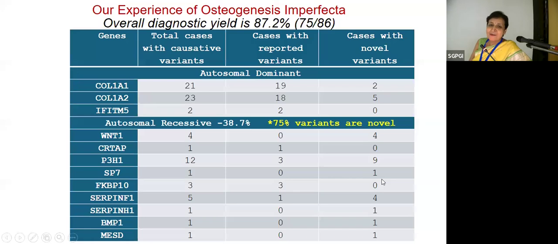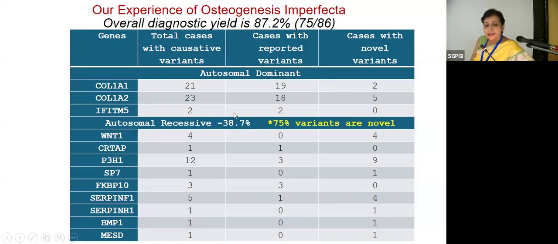So coming to how to look at these results of next generation sequencing. Again, taking our example of osteogenesis imperfecta, when we sequenced 86 children with osteogenesis imperfecta, our diagnostic yield was about 87%. And out of them, 2-3 cases were of some similar disorder, but not osteogenesis imperfecta. And here you can see these are the autosomal dominant genes for OI. And here many of the variants are known.